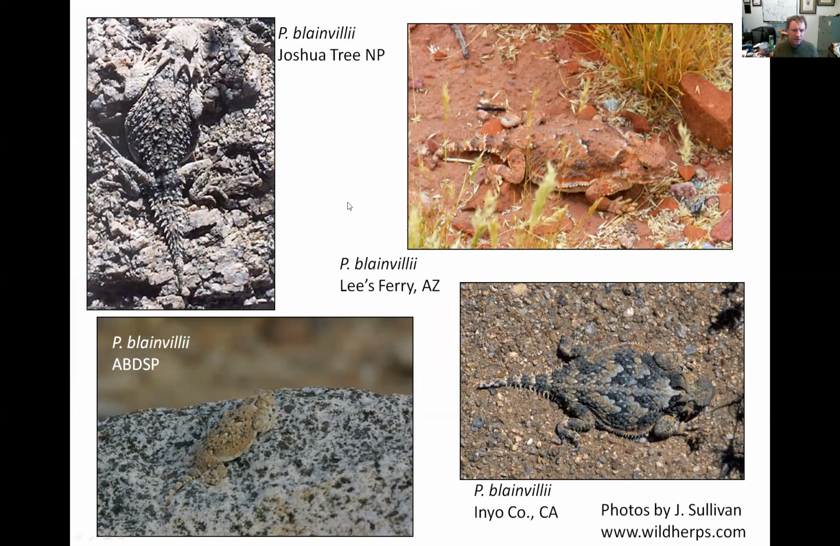Here's another example. A lot of animals that rely on crypsis evolve color patterns that match themselves to the local substrate that they're on. So here are 4 different populations of Phrynosoma blainvillii. Here's one in Joshua Tree National Park. Here's one in Inyo. Here's one in Lees Ferry, Arizona. And notice that the substrate is dramatically different, both in the average coloration, but also the distribution of colors. And the Phrynosoma in each of these places has evolved colors that match the background.